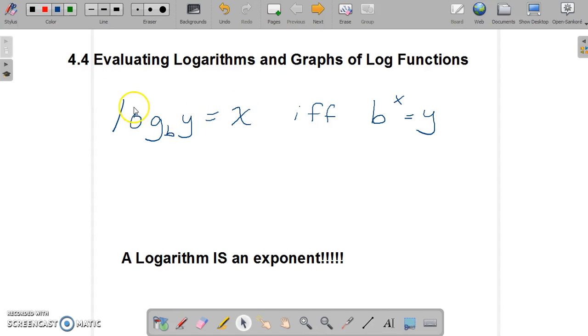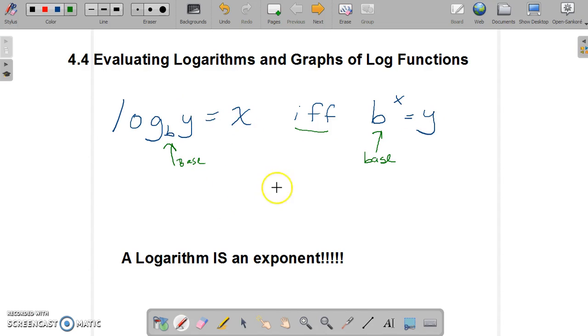What I have here is basically the definition of a logarithm. This is what a logarithm means, and this is the notation for it. Log, and this right here is referred to as the base. Just like your exponential, this is also referred to as the base, which you already knew. So the log base b of y equals x is true if and only if b to the x equals y.